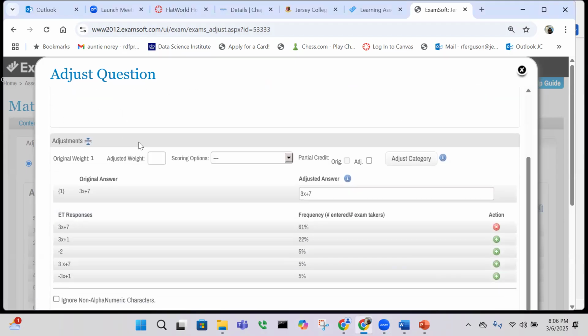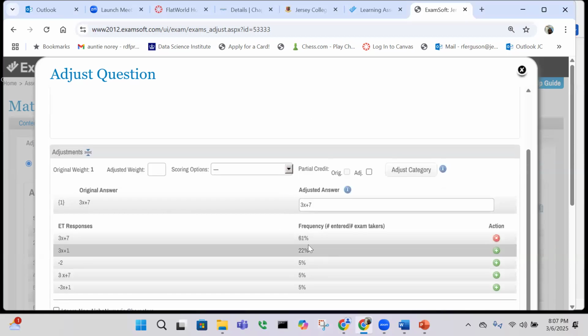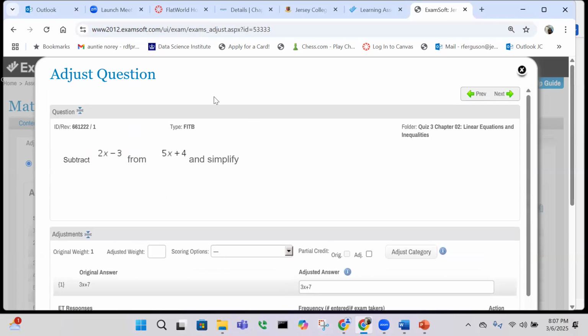Next problem is this one. 61 got it right. Oh, that looks nice. So we still have like 39 or 40 percent, but for the most part, I think you guys knew to set it up. So 5x goes first, 5x plus 4, and we're going to subtract. And I told you to be mindful of the fact that we're subtracting the whole expression. We're not just subtracting 2x.